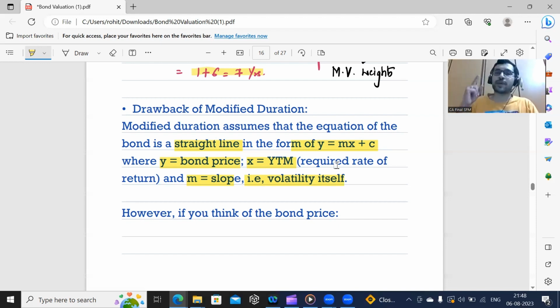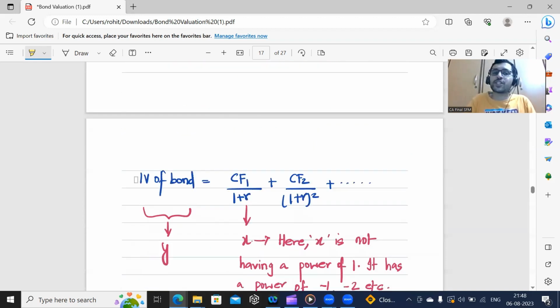When x changes by 1%, how much does your y change by, or how much does your bond price change by? But if you carefully think of the bond price equation, can I write it as the IV of the bond is equal to cash flow 1 divided by 1 plus R? Say R, I'm denoting R as the rate of interest or the required rate of return. CF1 divided by 1 plus R, plus CF2 divided by 1 plus R the whole square, plus CF3 divided by 1 plus R the whole cube. That is what you do, right?